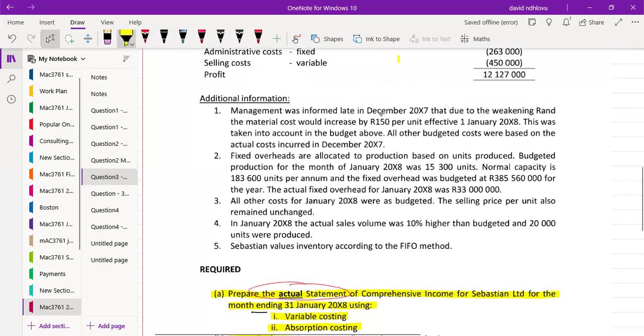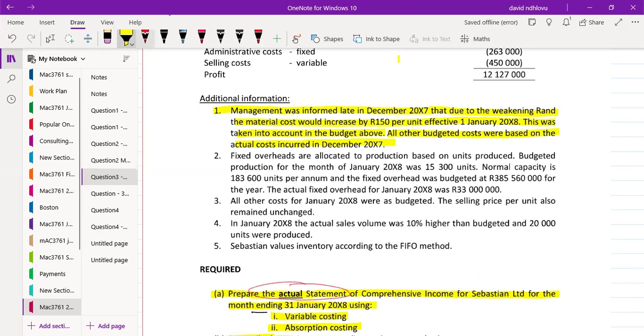It says here, number one, the management was informed late in December of the year 20X7 that due to the weakening rand, the material cost will increase by 150 effective on 1 January, and this will be taken into account in the budget above. All the other budgeted costs were based on the actual cost incurred in December. So obviously, when you do a budget, you will probably base it on your performance in the month of, say, December, and then you project it into the next month.